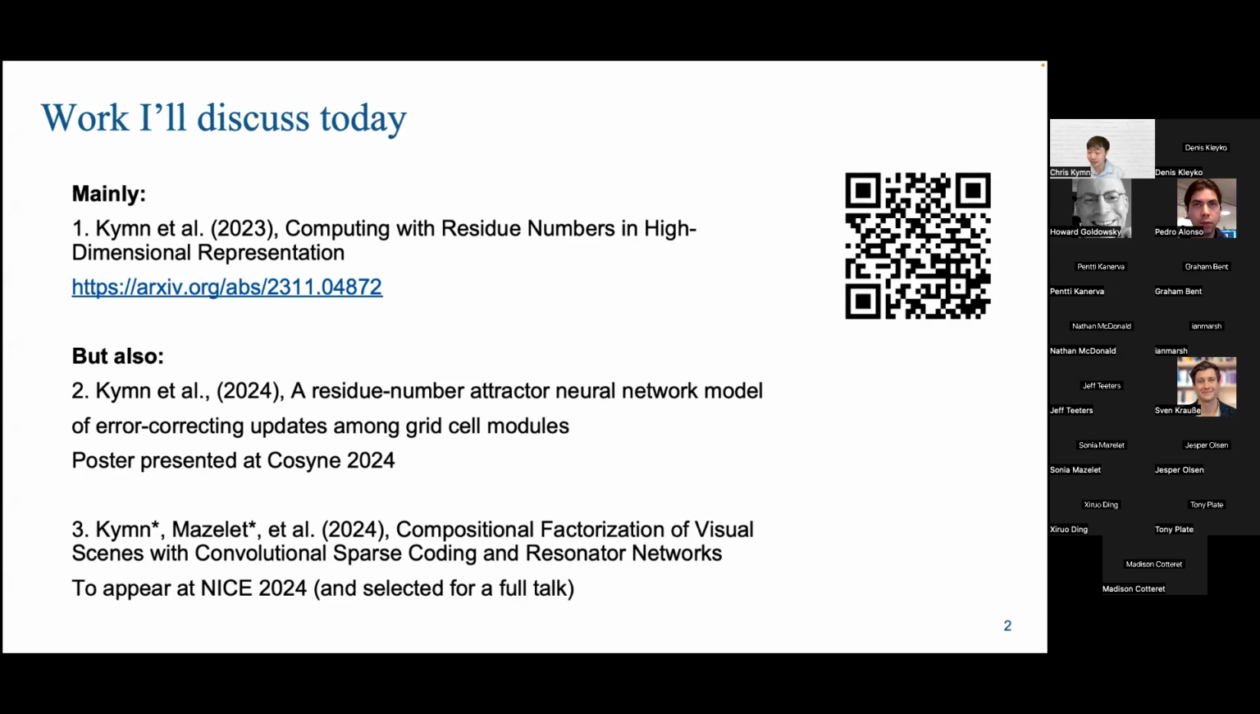So one is to think about how this framework for encoding with high dimensional vectors can contribute to our understanding of grid cell interactions in medial entorhinal cortex. This was a poster presented by myself at CoSyNe about a month ago. The other exciting application is to allow for better visual scene factorization with convolutional sparse coding and resonator networks, which has some overlap with the talk that I'll be discussing today. This paper, co-authored by Sonia and myself, will be appearing at Neuro-Inspired Computational Elements in San Diego for a full talk. So I'm happy to share more about that with anybody who's interested.